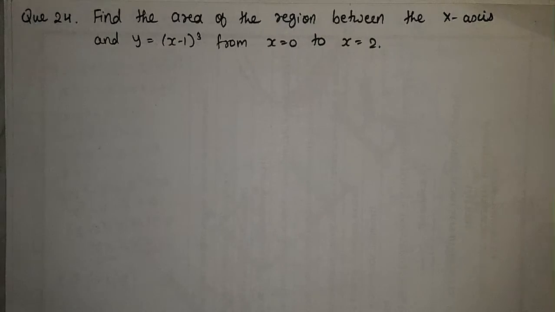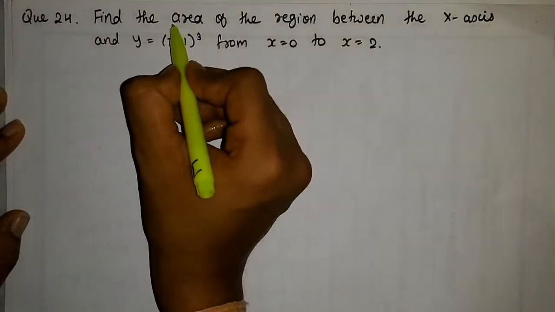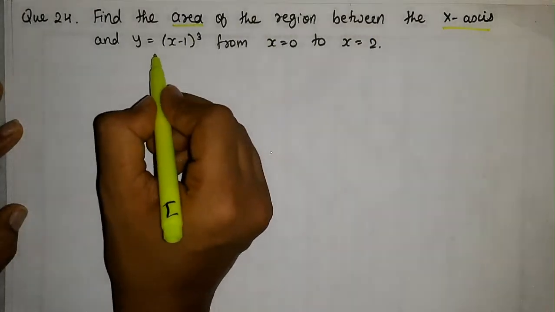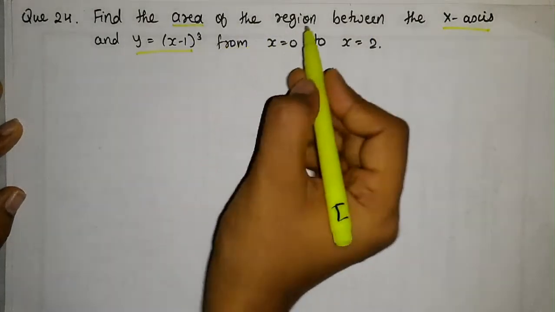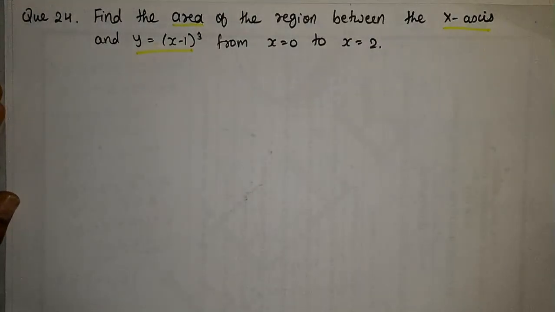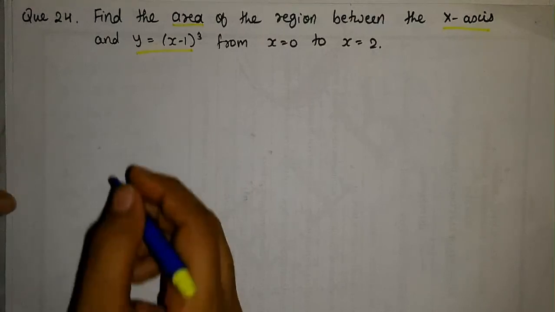So the question is, we have to find the area of the region between the x-axis and y is equal to (x minus 1) whole cube, from x is equal to 0 to x is equal to 2. Let's first draw the diagram. In this type of question, the first step is to draw the diagram.